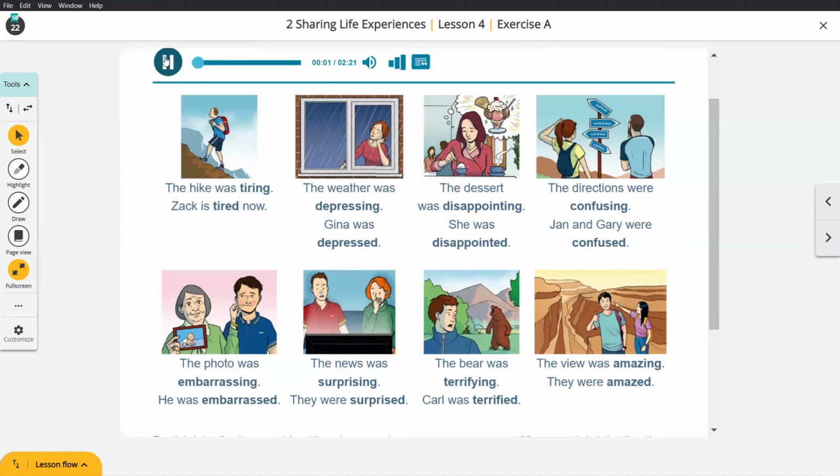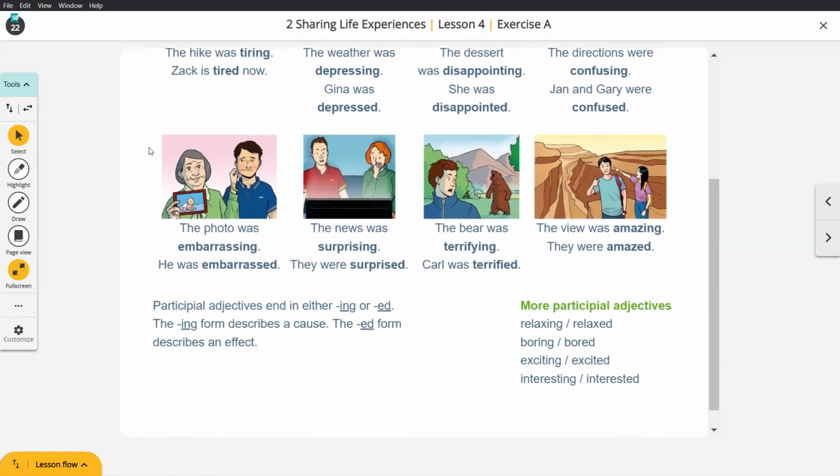The hike was tiring. Zach is tired now. The weather was depressing. Gina was depressed. The dessert was disappointing. She was disappointed. The directions were confusing. Jan and Gary were confused. The photo was embarrassing. He was embarrassed. The news was surprising. They were surprised. The bear was terrifying. Carl was terrified. The view was amazing. They were amazed.